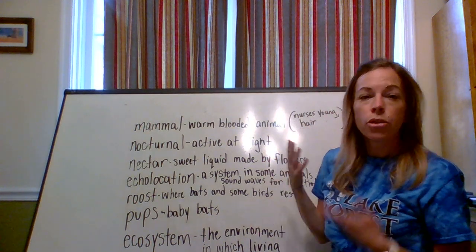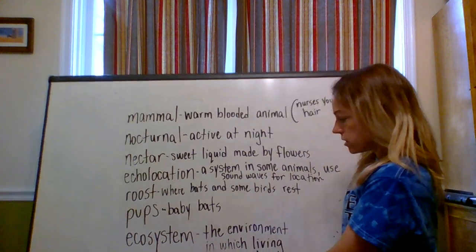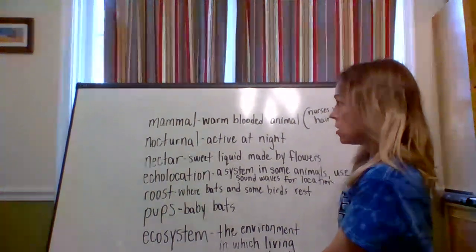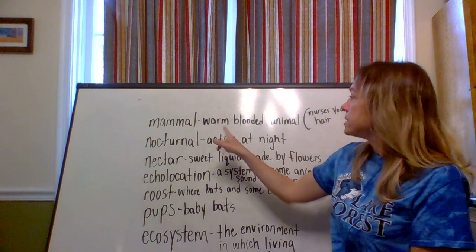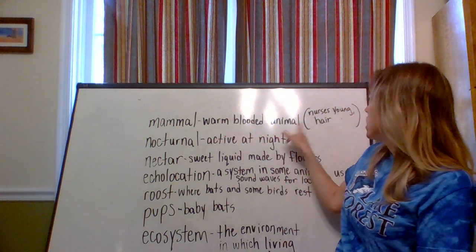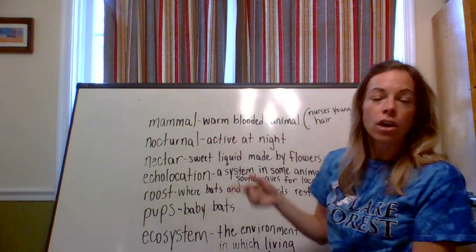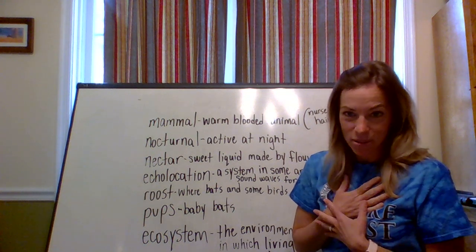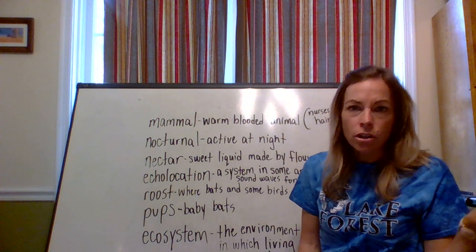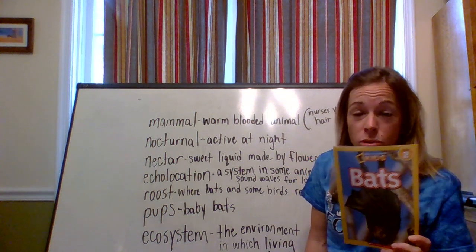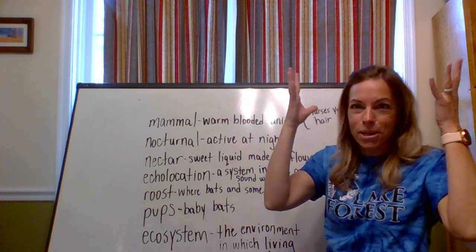So here are the words that I really wanted you guys to learn from this text. The first word is mammal. A mammal is a warm-blooded animal. It nurses its young and it has hair. For example, we are mammals. Dogs are mammals. Cows are mammals. And believe it or not, bats are mammals. Crazy! It's like mind blown.